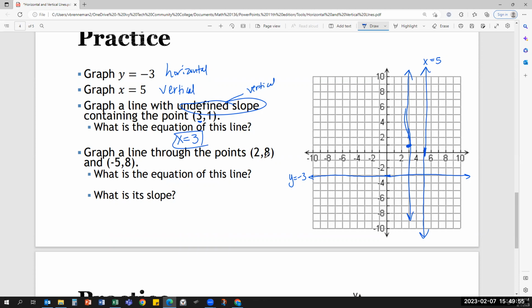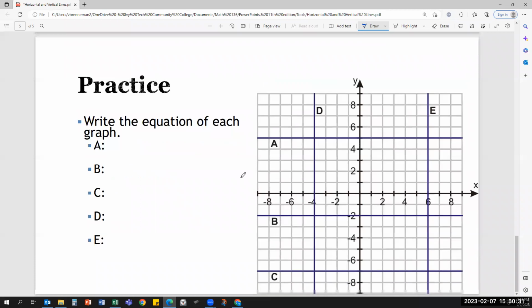A line through the points 2,8 and -5,8. If I plot those points, you can see that's going to be a horizontal line through them. We have two points with the same y coordinate. The equation is y equals 8, and it has a slope of 0. You could do the slope formula to calculate that slope, but ideally you get to the point where you know that a horizontal line, a line with the same y coordinates, is immediately going to have a slope of 0.